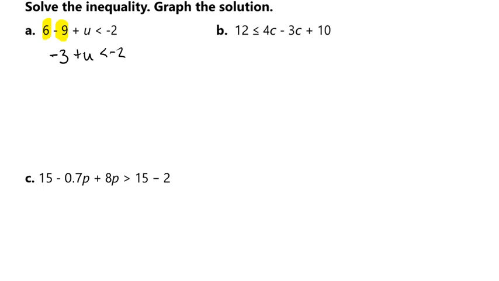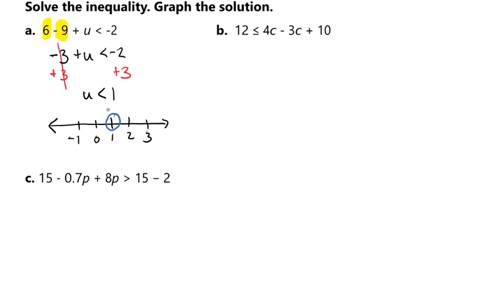To get rid of the negative 3, we want to do the opposite of a negative 3, which is a positive 3. So we do that to both sides. And negative 3 plus 3 is 0. So we have u is less than 1. When we graph that, we're going to have an open circle at the number 1, and our arrow is going to point to the smaller numbers because u is smaller than 1.